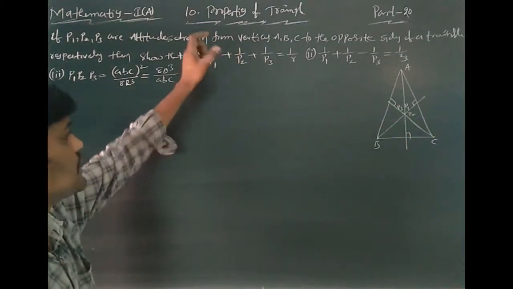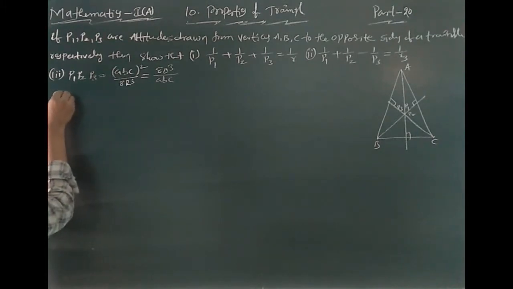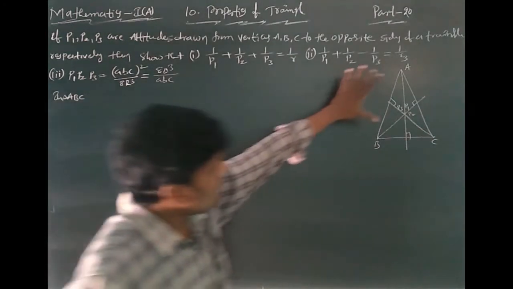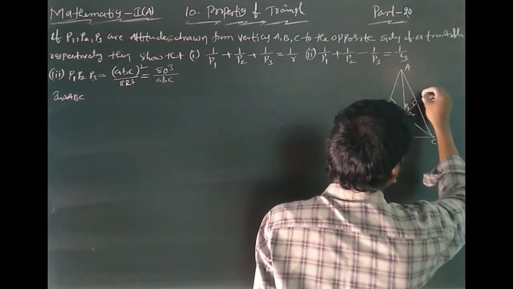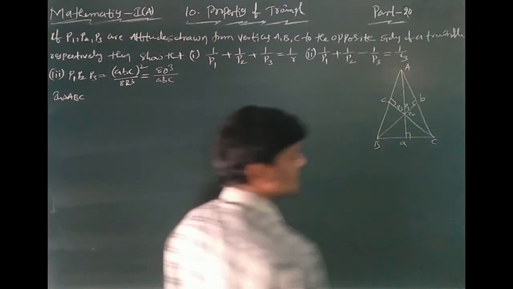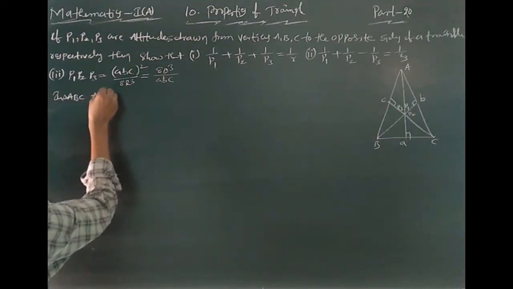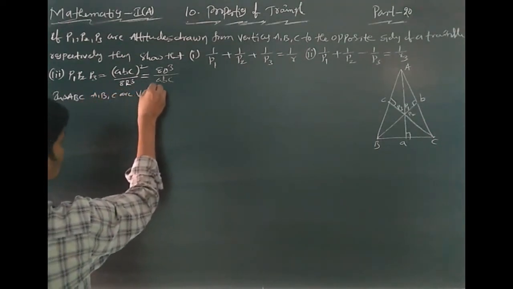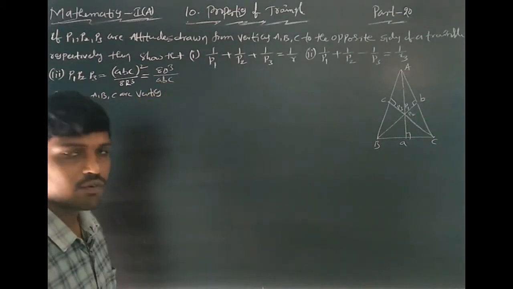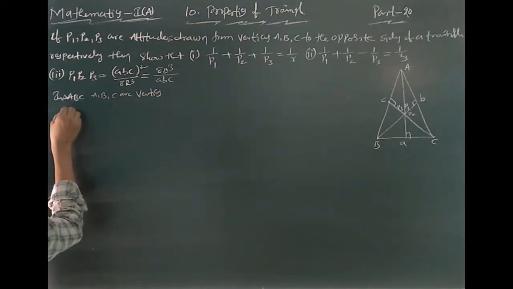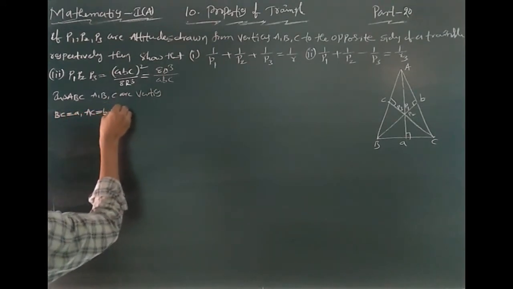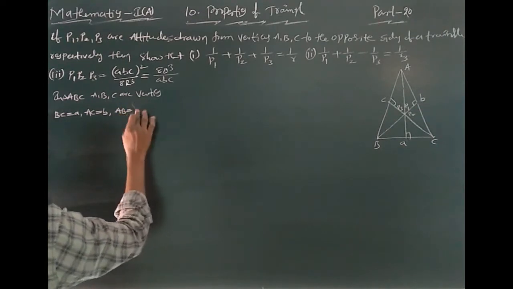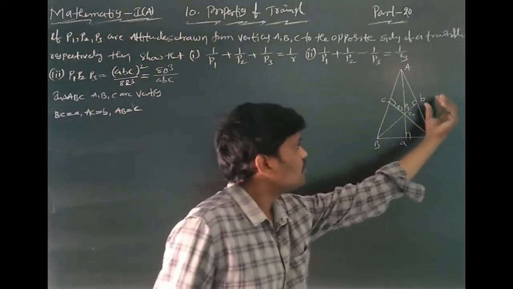These are given. Here, see students, in triangle ABC, suppose the length of BC is small a, length of AC is small b, length of AB is small c. A, B, C are vertices. The lengths of the sides are BC equal to small a, AC equal to small b and AB equal to small c. These are the lengths of the sides of the triangle.